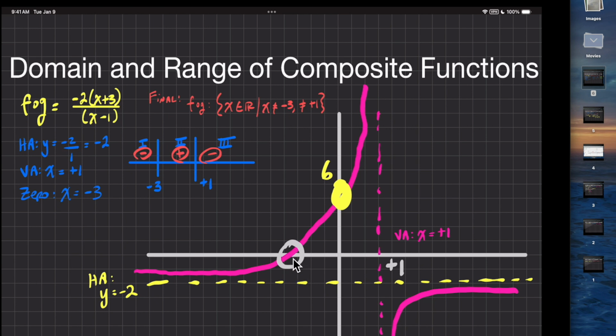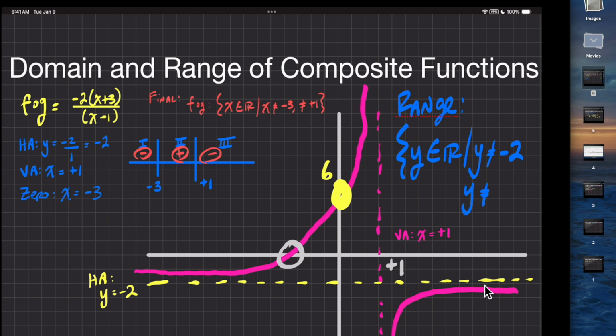This will not be part of the domain. So putting this all together, our final range up here on the upper right of the graph in blue, our final range for the composite function is going to be that y is an element of all real numbers such that the y value cannot equal -2. That's because of the horizontal asymptote we have here. That is eliminated from the range.